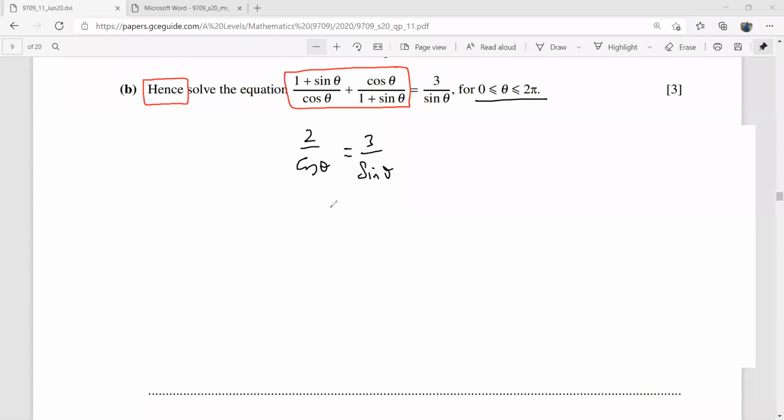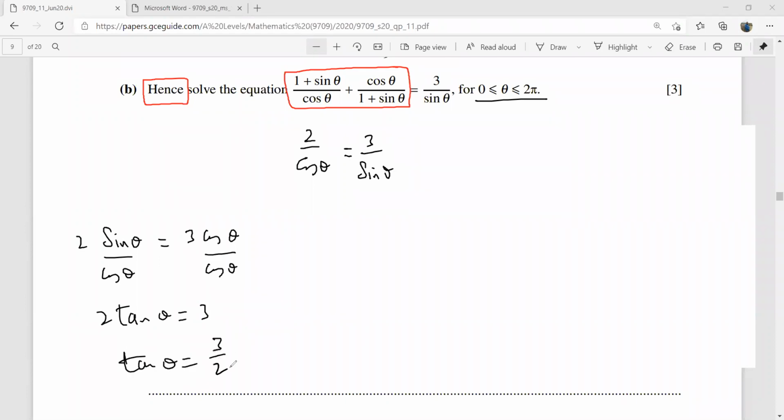A simple trigonometric equation. I do that cross multiplication. 2 sine theta is equal to 3 cos theta. So divide both the sides by cos theta. We have 2 tan theta equal to 3. So tan theta is equal to 3 over 2. Tan is positive in these two quadrants. But so can you please, in the radians, can you find tan inverse of 3 over 2?